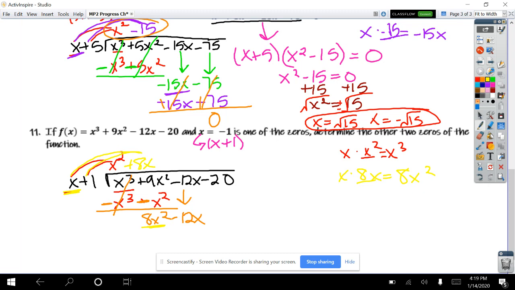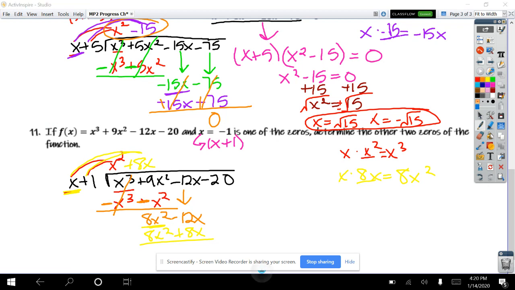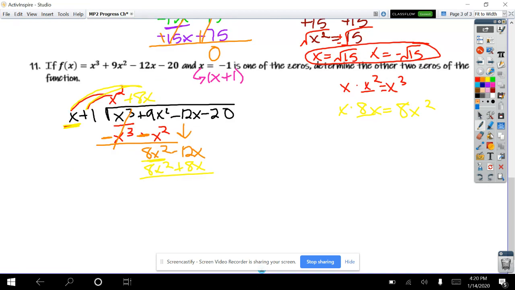I'm going to multiply both. So x times 8x gives me 8x squared. And 1 times 8x gives me 8x. All right. Then I need to switch my signs because I'm subtracting. So it becomes subtraction for both. These cancel. Negative 12x minus 8x becomes negative 20x. Then I bring down my last term, negative 20.